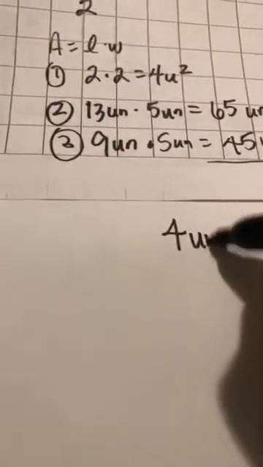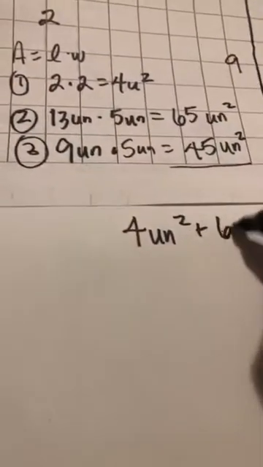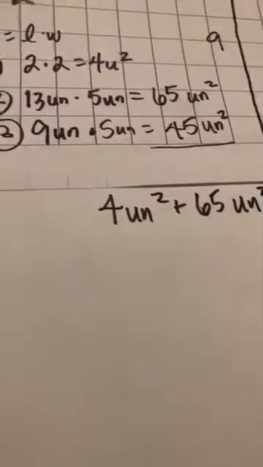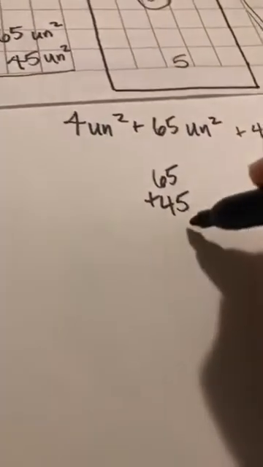So we're going to add 4 units squared plus 65 units squared plus 45 units squared. Sorry, that's slipping. Now, you know I don't add when they're horizontally, so just write them the direction you need for your scratch work.